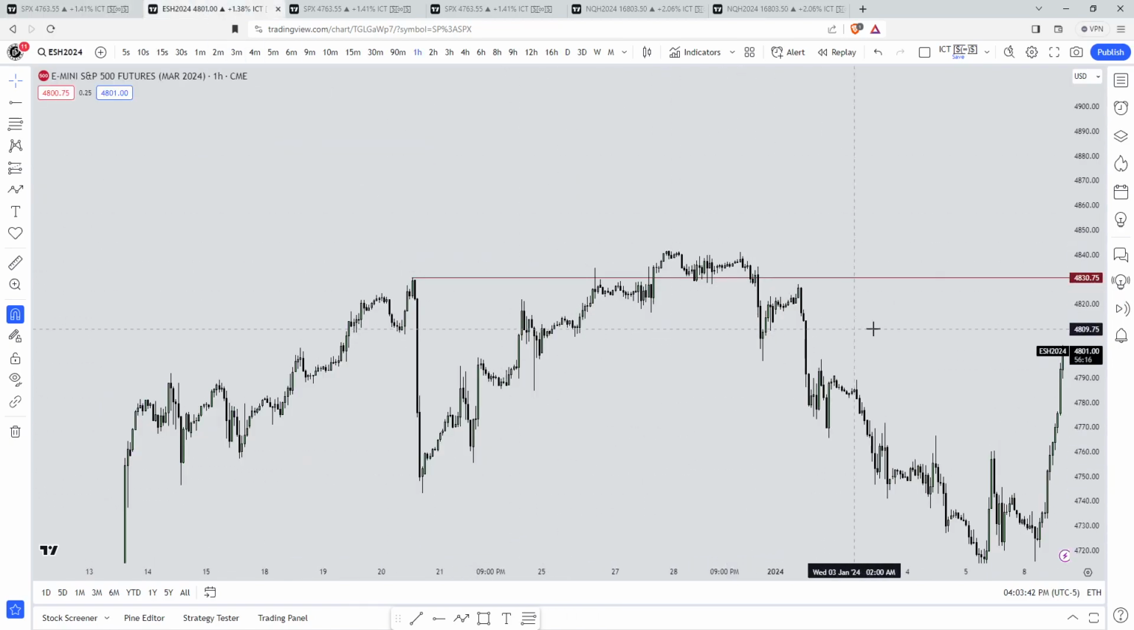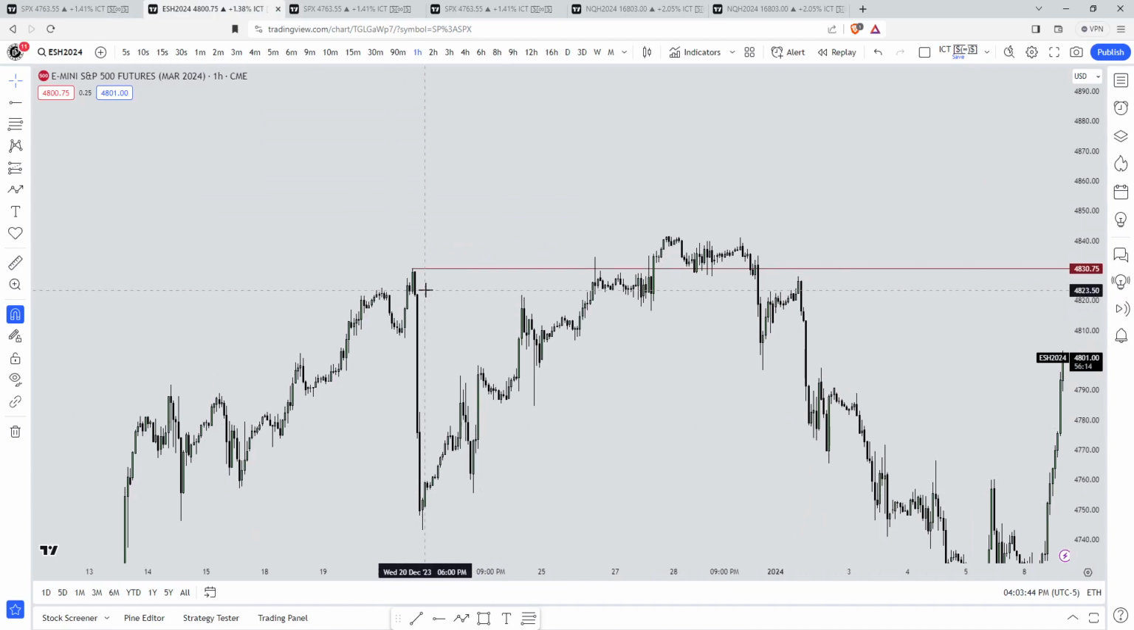On the S&P 500, if we start off on the hourly chart, you can see that we had this huge drop lower. When price delivered from this high to this low, right, it took out sell side liquidity, then it expanded higher. When we get this sharp drop lower, lots of retail traders are going to be thinking that this retracement back up is going to be a bear flag or a rising wedge.